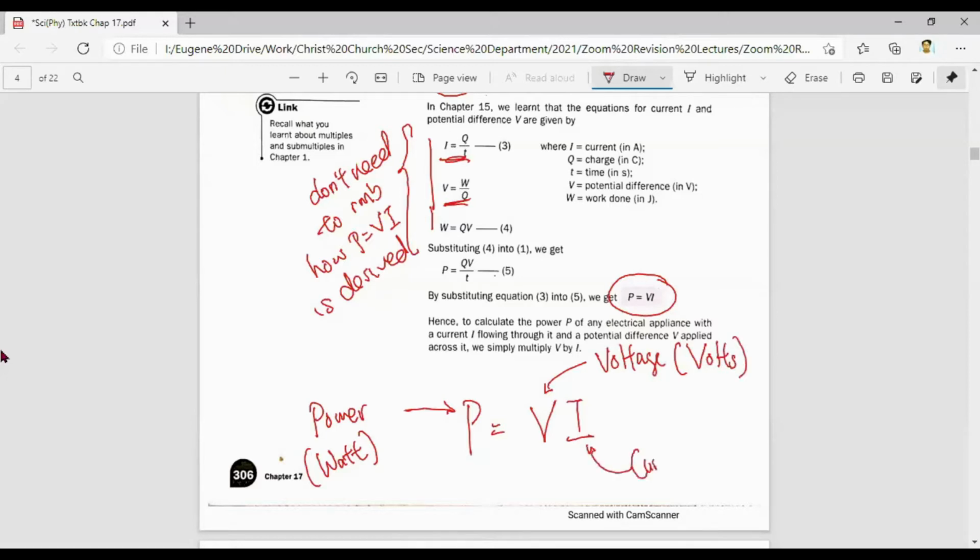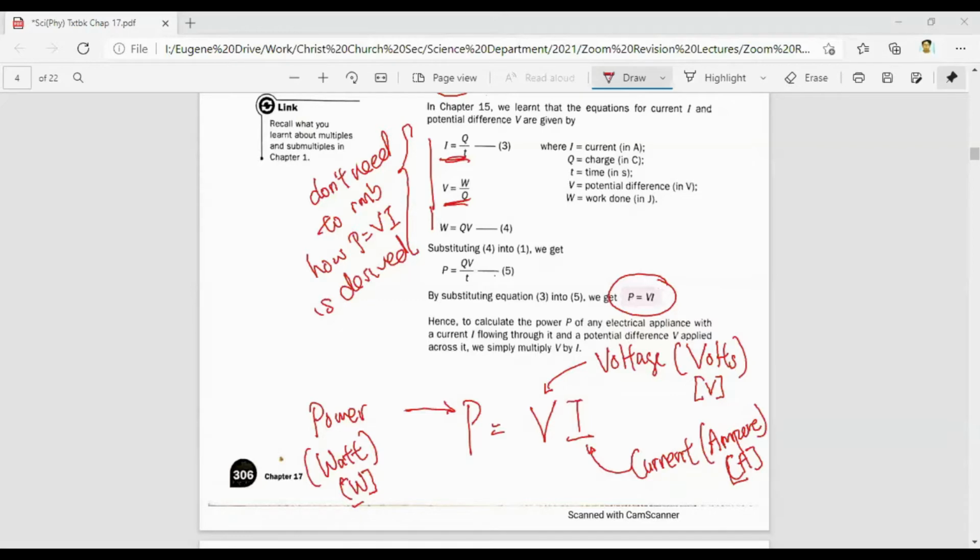I is your current. Units is ampere. So volts is capital V, ampere is capital A, watts is capital W. So you're going to calculate power in watts. You can take voltage multiplied by current.